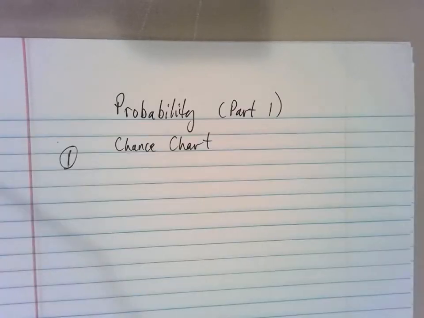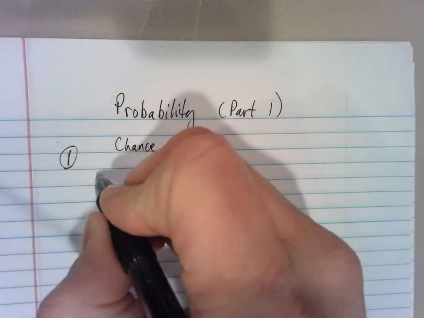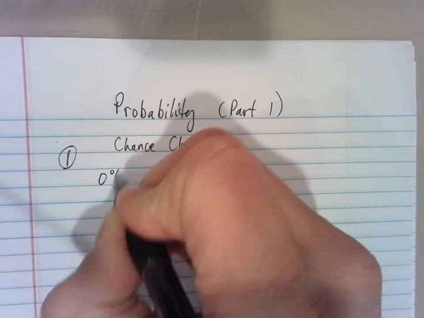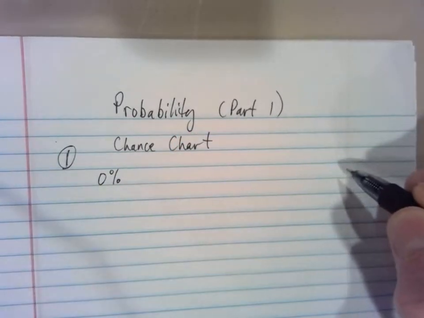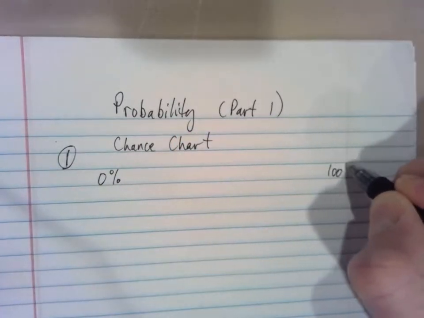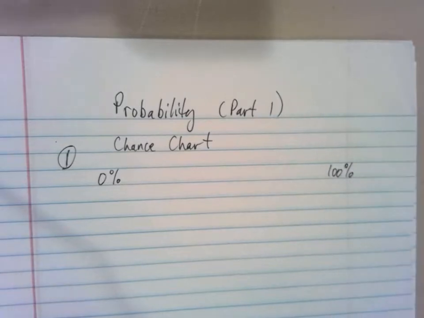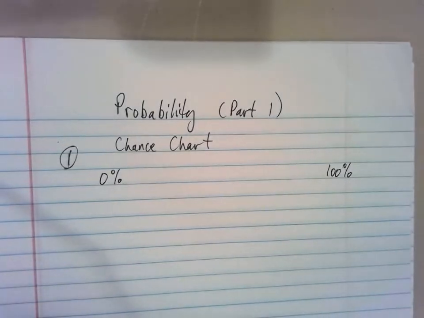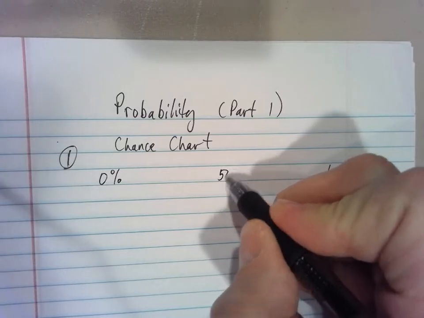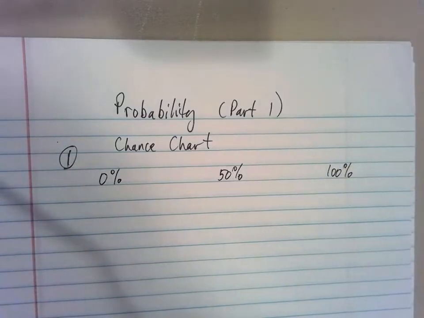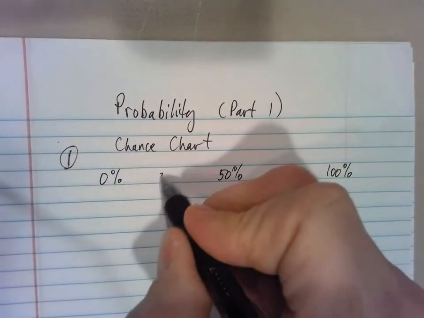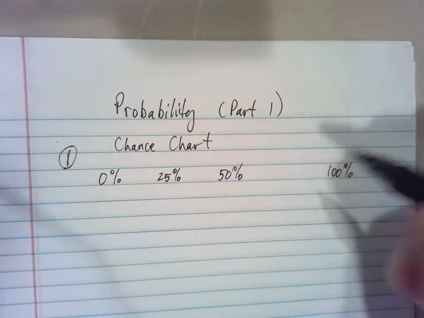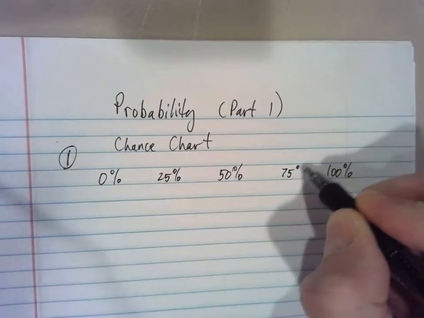At one end, you got 0% chance of something happening. And at the other end, you got 100% chance of something happening. Of course, between 0 and 100 is 50% chance of something happening. And then, of course, we would have our 25 and our 75, just like that.